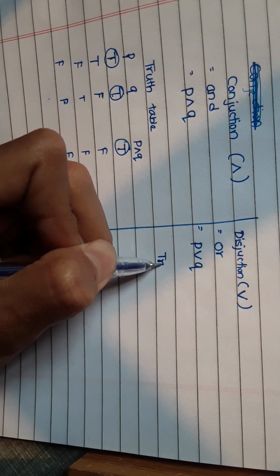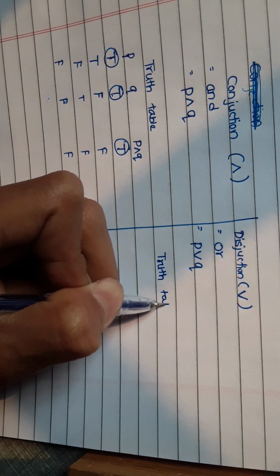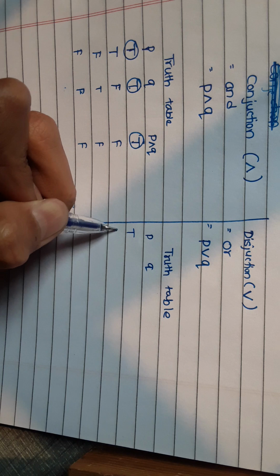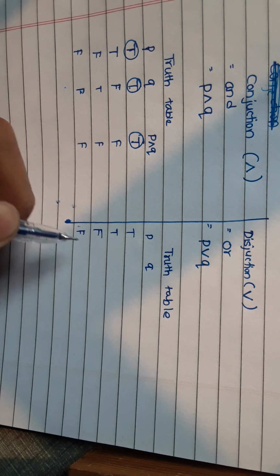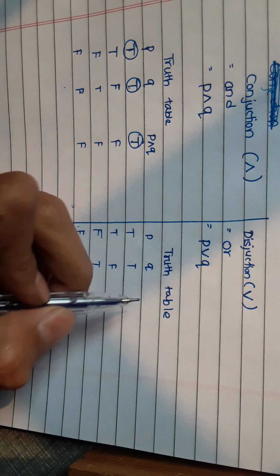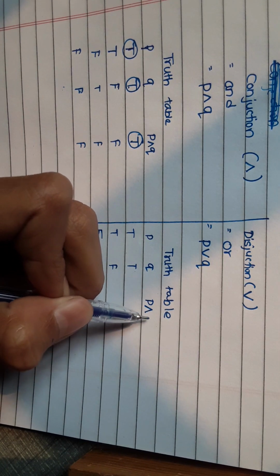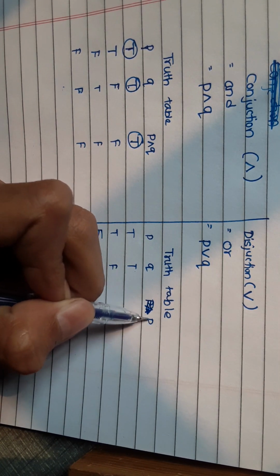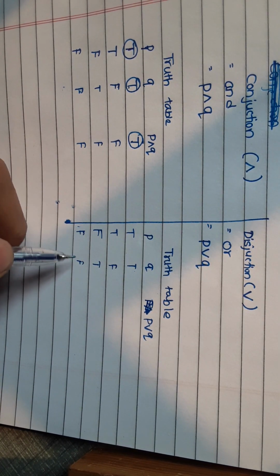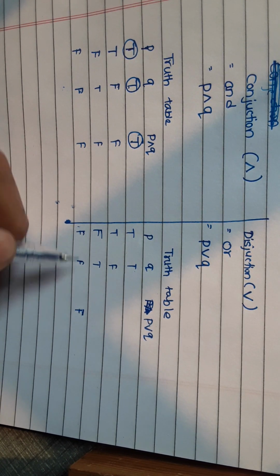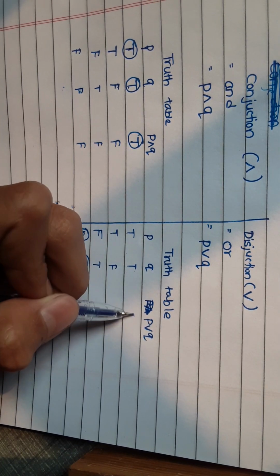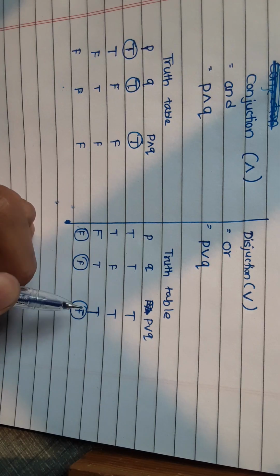And for the disjunction, P and Q, we know this: true, false, true, false. And the truth table for this, oh, I'm sorry, for this will be true, true, true, and false. Only one is false; the others are true, no matter what they are.